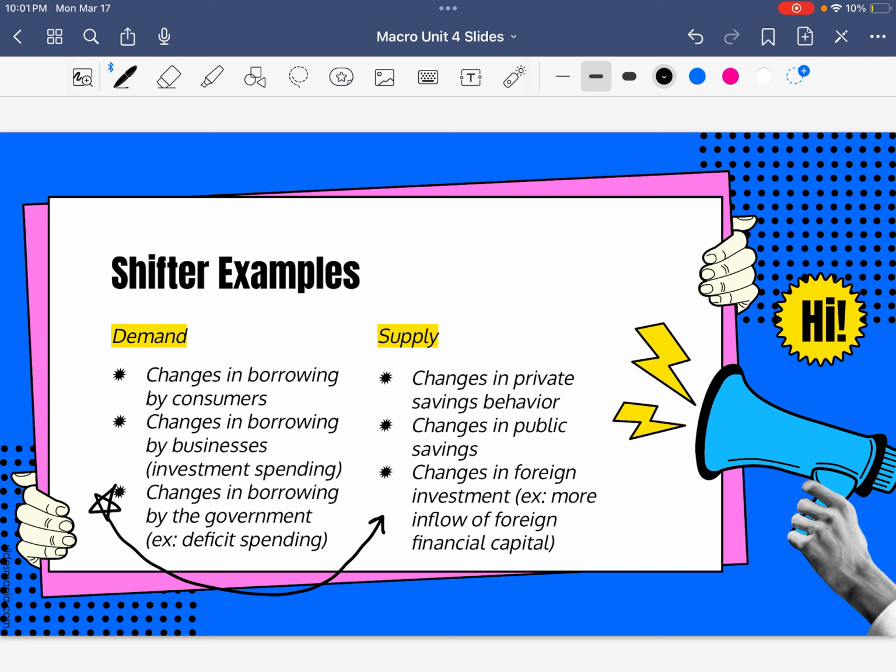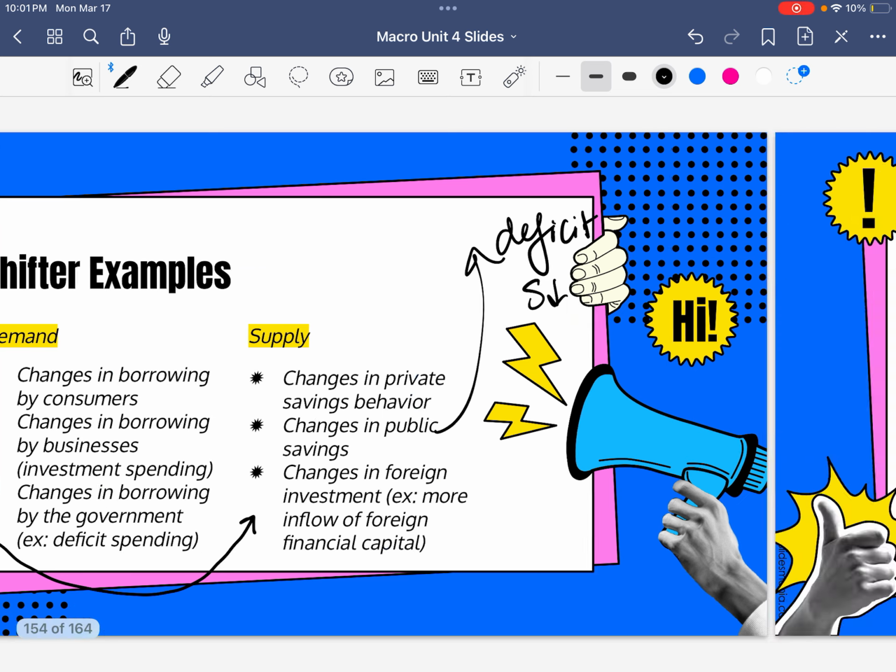Changes in public savings, that would be the government saving more or less money. So if the government is deficit spending, then they are not saving money and the supply of loanable funds is going to go down, right? And then finally, changes in foreign investment. If inflow of foreign financial capital comes in, then we have more supply of loanable funds. If foreign investors rip all their money out of U.S. banks, then we would have a decrease in supply of loanable funds.